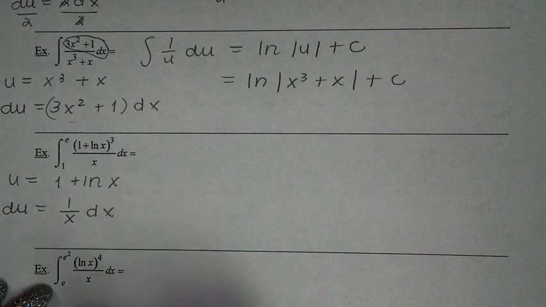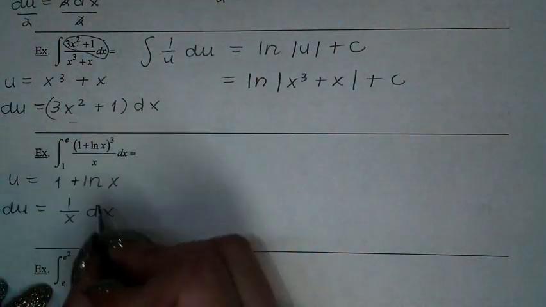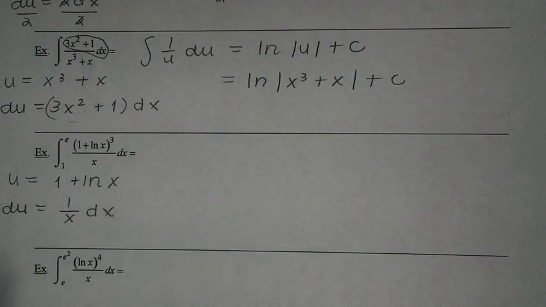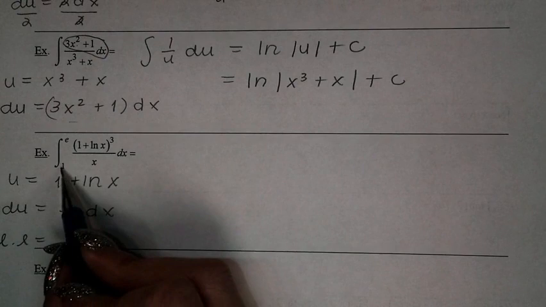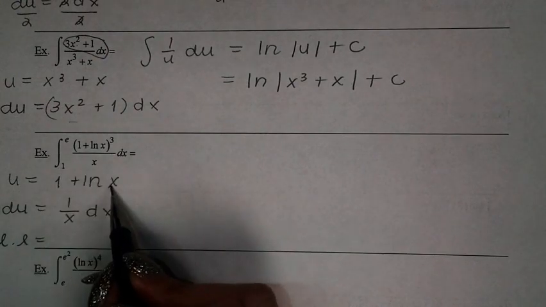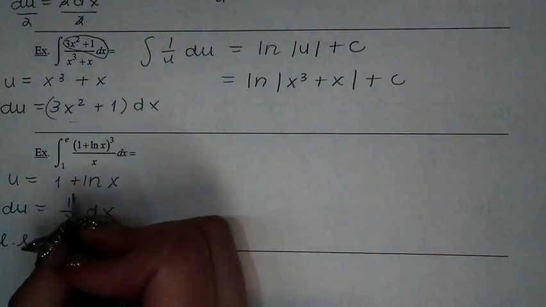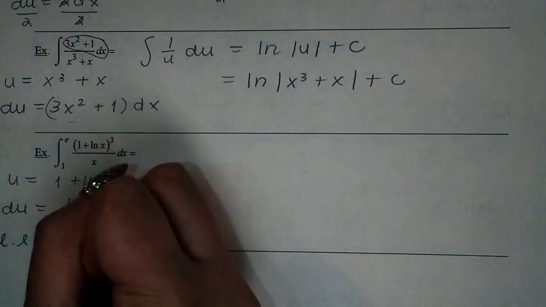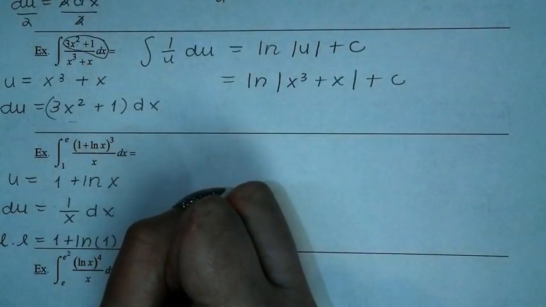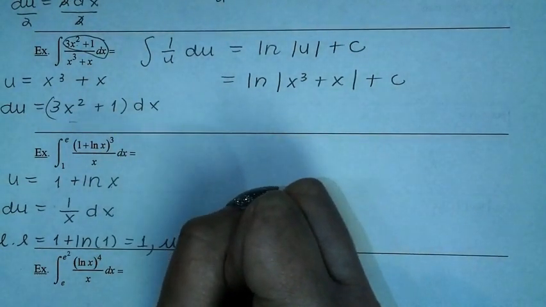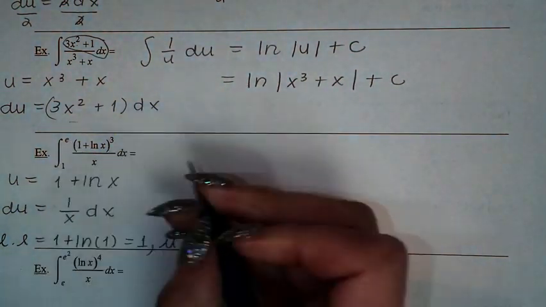So at this point, you are like, wow, I do have limits of integration. Can I change my limits of integration? Yes, you do. Okay? So I have that. My lower limit, what's going to be your lower limit? You are going to take the 1, plug it here. So you have that 1. 1 plus natural log of 1 is going to be 1 plus 0. So this is 1.